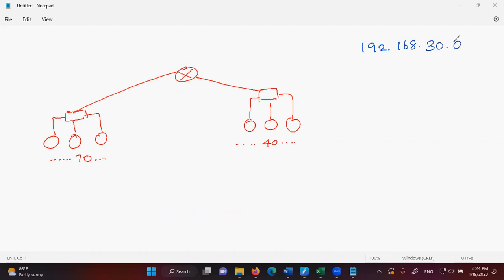So we are supposed to divide this block into two segments which have 70 computers and 40 computers.